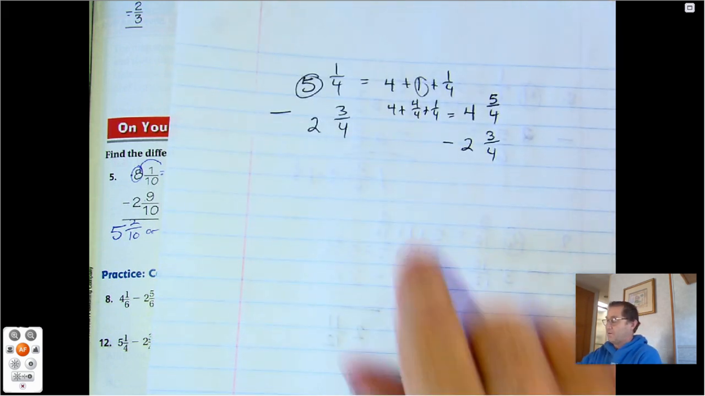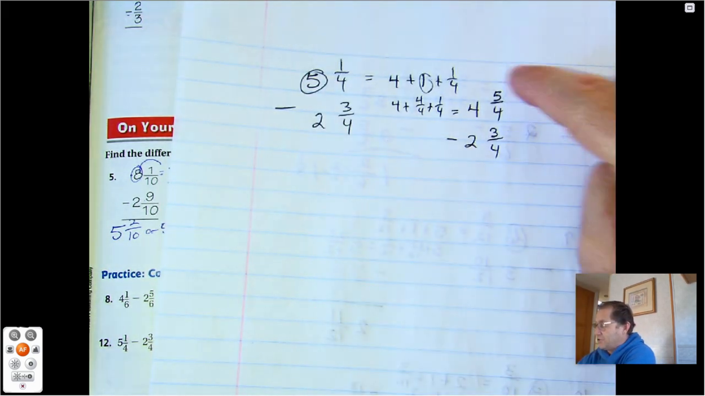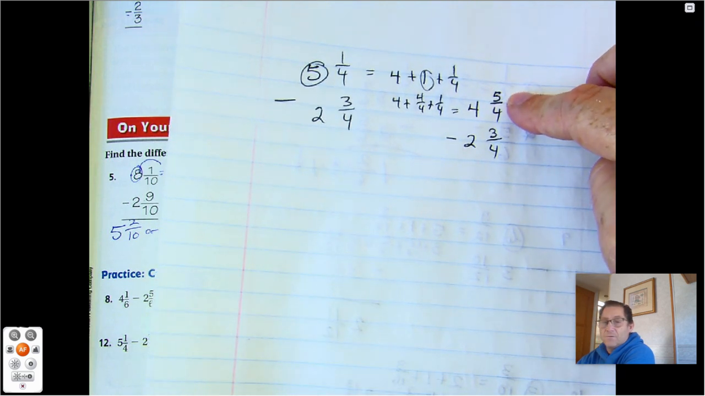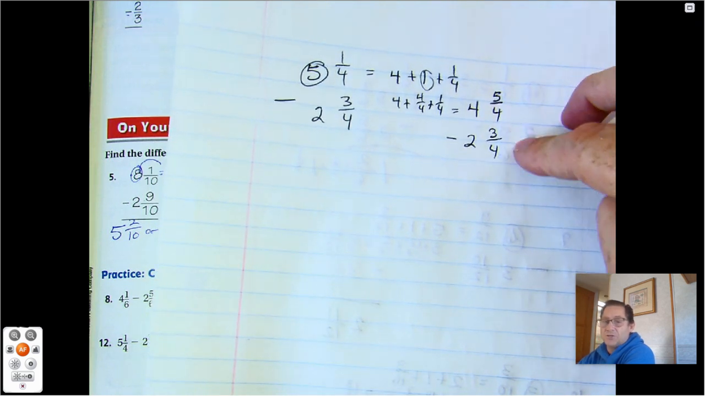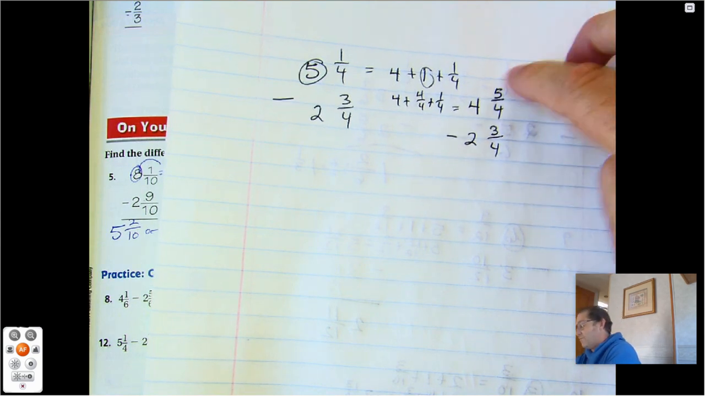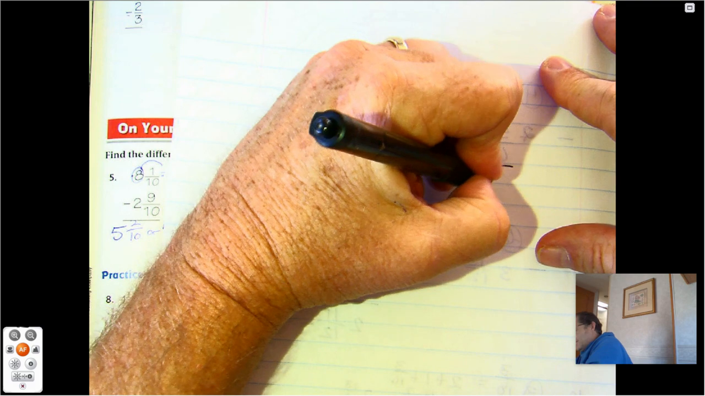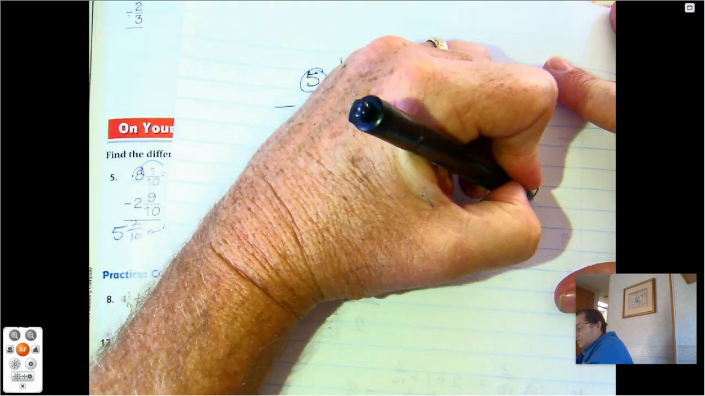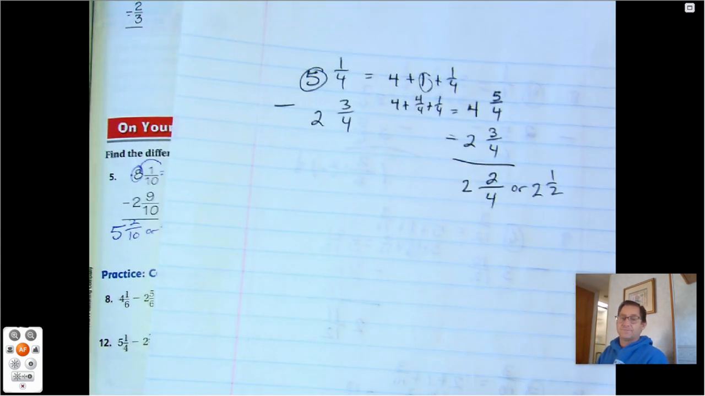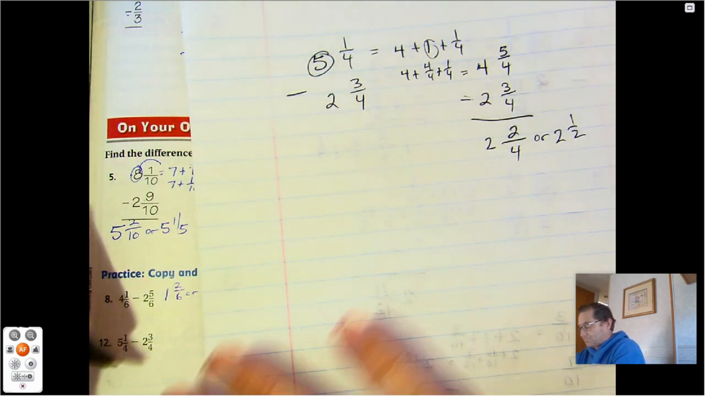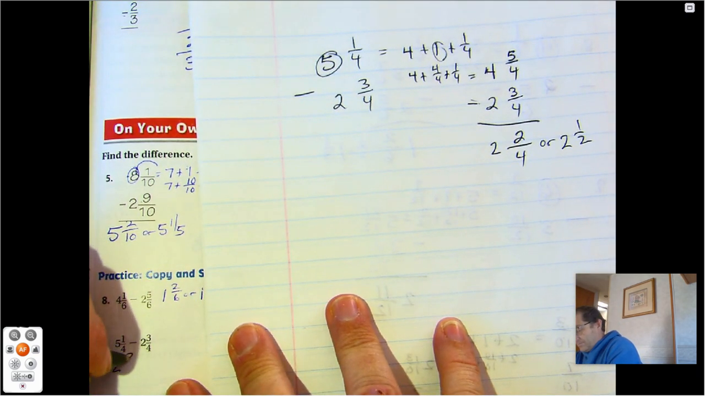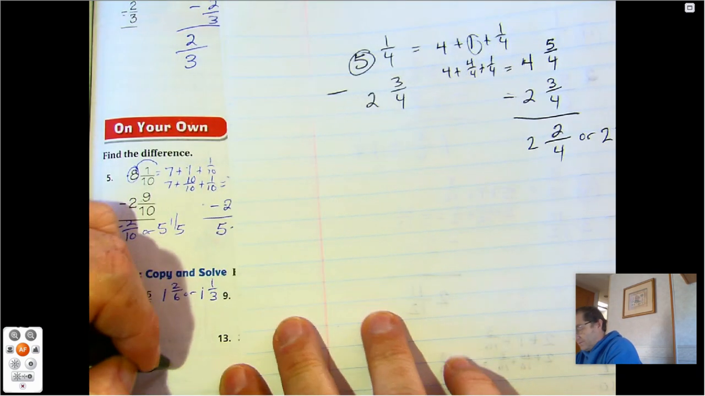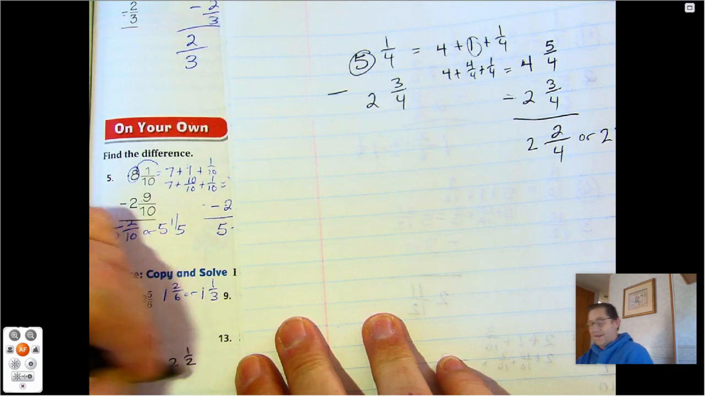Okay, so the reason we're renaming again is to make sure that we have a number that is larger than what's being taken away. Okay, so 5/4 take away 3/4 gives me 2/4. 4 take away 2 is 2, or 2 and 1/2. Half of 4 is 2. So 2 and 2/4, or 2 and 1/2.